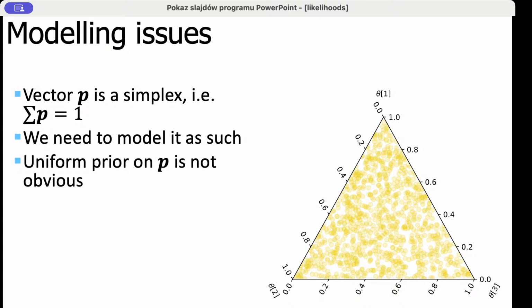And we need to include in our modeling language, in our modeling procedures, such a construction, which is a simplex, and model it properly.